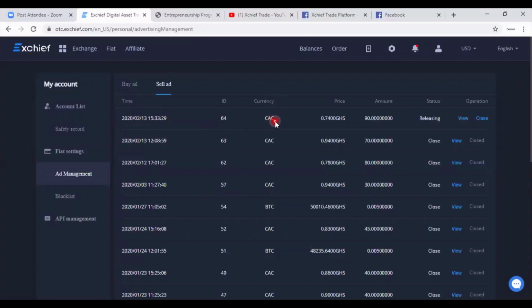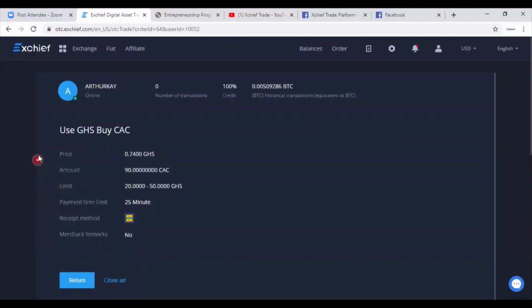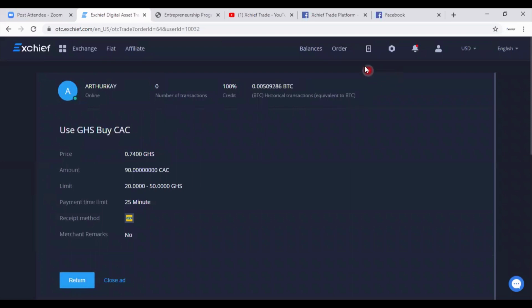Okay, we're selling CAC at an amount of 74 pesos. Remember, we did a price premium reduction, and we chose 10%, so that's the new price. We're selling 90 CAC. That's what is displayed over here, and that is the status of our transaction. It says releasing. Okay, and you can also view it to have all those details. So just like we were looking at when we're trying to buy the CAC and we viewed the seller's ad, if anybody should also view this ad, this is how it's going to display for them: the price I'm selling at, the amount I'm selling, the limit, the payment time, and then the method of payment that I'm receiving.